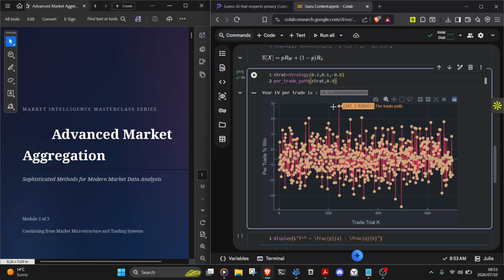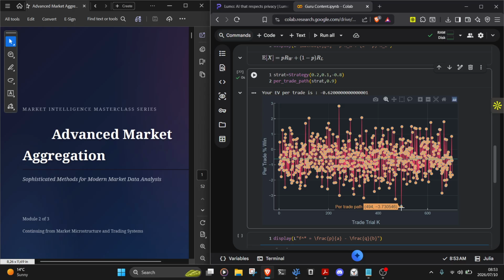Now, look over here. Your 242nd trade, you put up $1 and you got $2.82 back, right? That's a 282% gain on $1. But looking at the downside, because it's so volatile, there are periods where you put up $1, like over here, your 494th trade, you put up $1 and you lost 373% on that specific dollar. That's more than the dollar that you put up, right?